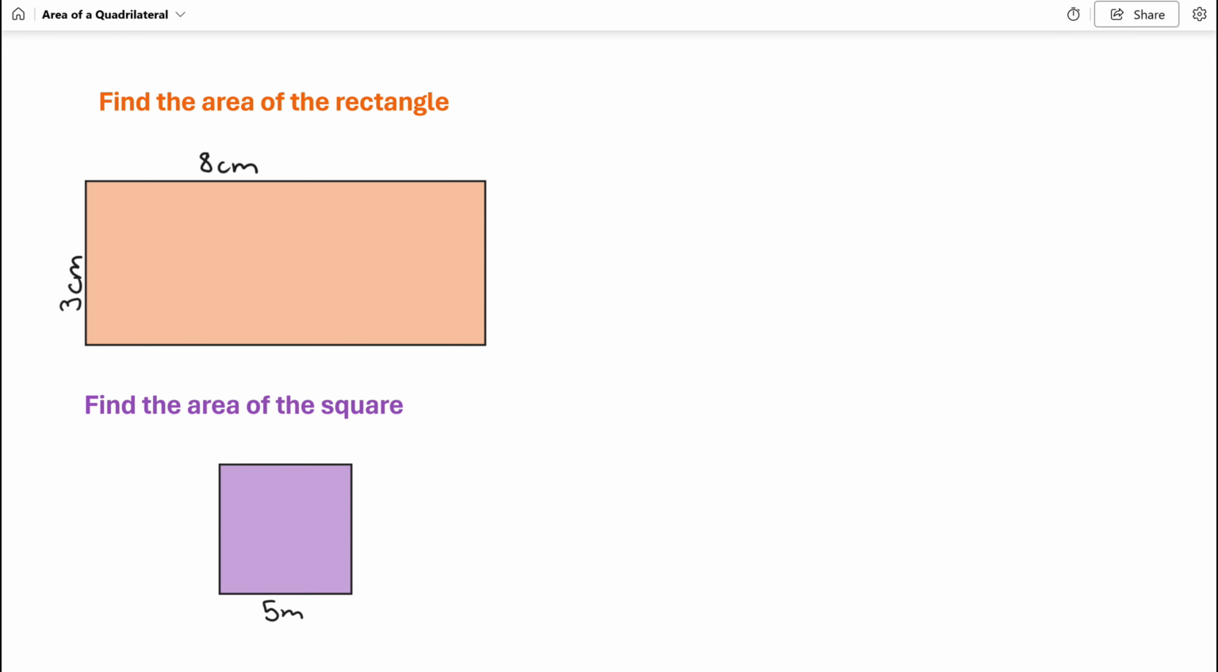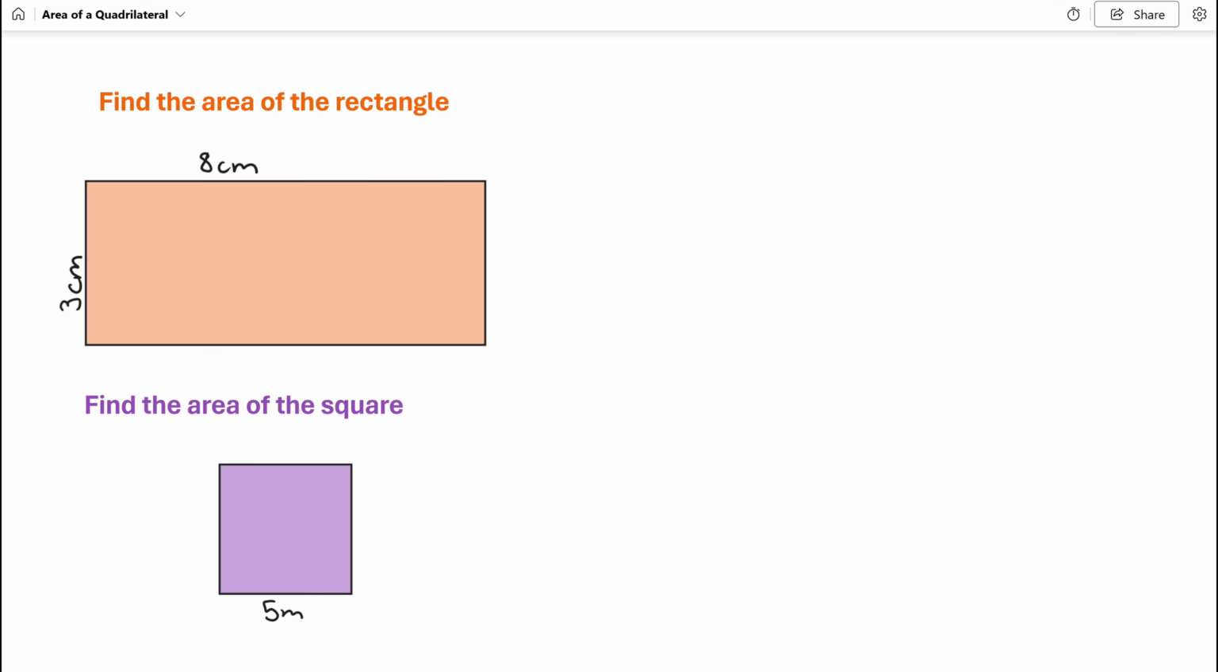So the area is the amount of space inside a 2D shape, inside of a flat shape. These areas here are shaded in. The rectangle has an orange area shaded in that we're going to find out, and the square has a purple shaded area that we're going to find out. And I'm going to show you how to do that.